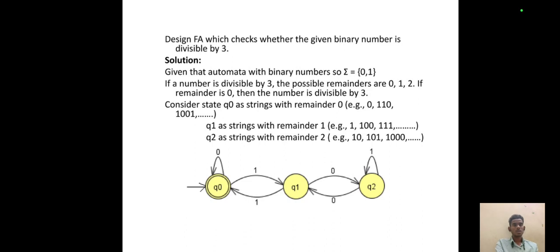Consider state q0 as strings with remainder 0, example 0, 11, 0, 1, 0, 0, 1. q1 as strings with remainder 1, q2 as strings with remainder 2, and in this the initial state is q0, and the final state is also q0. And this is the transition diagram for this solution, and we have to write the five tuples of this diagram and the transition table for this diagram.